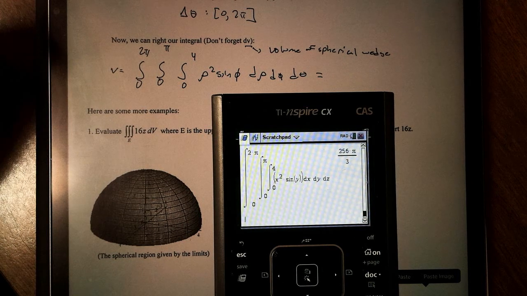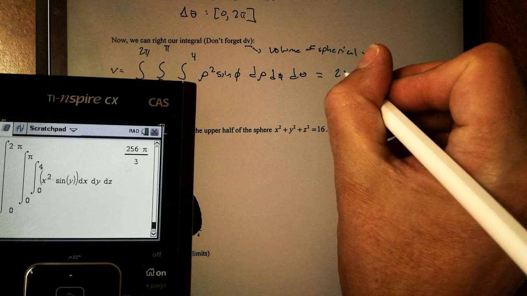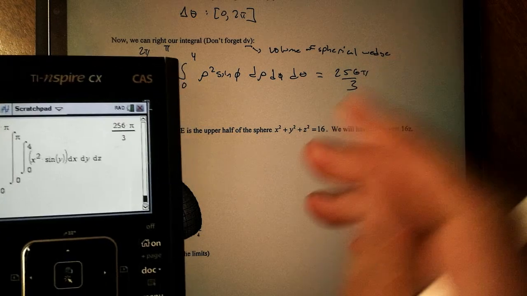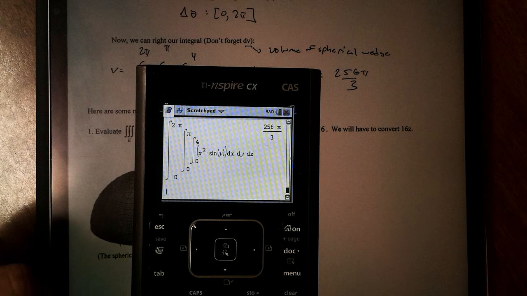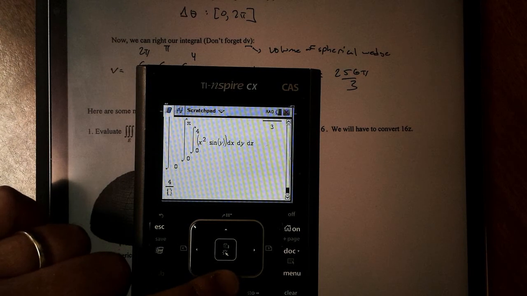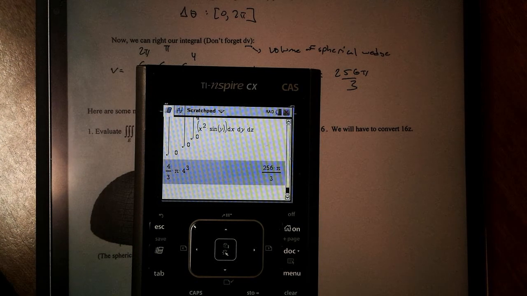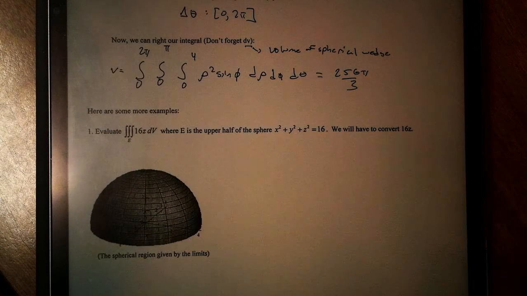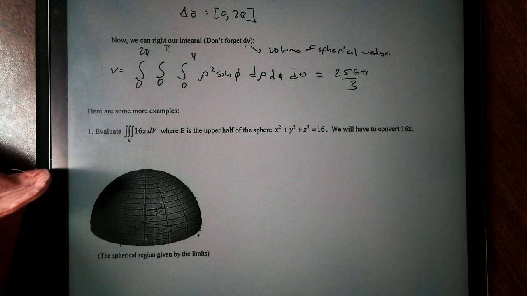And I press enter, and notice we get 256 pi over 3. Just for reference, let's find out what the actual volume is. 4/3, control divide, 4/3 times pi times the radius cubed. And again, we do get the same answer. So this formula does work for us, and that's really nice. Alright, so going to number 2, we'll take a look at a few more examples.